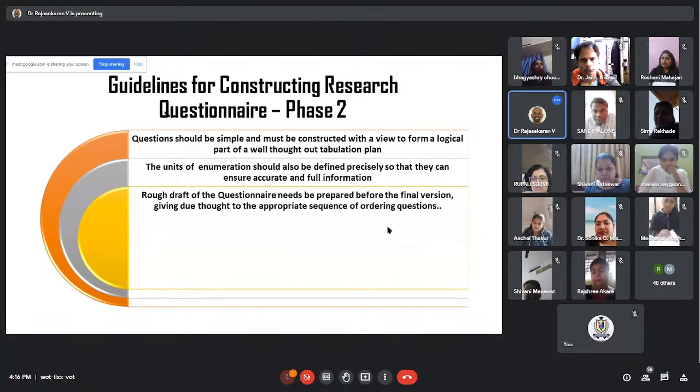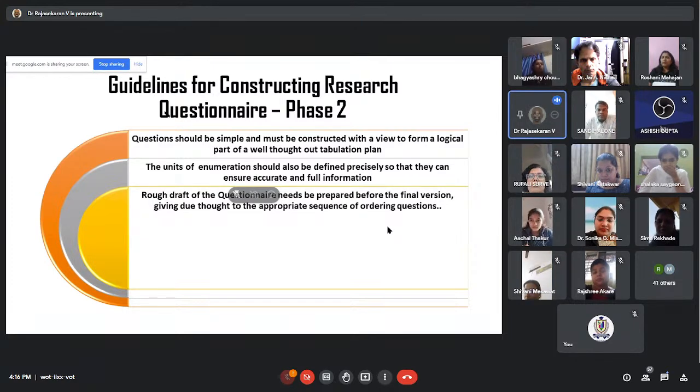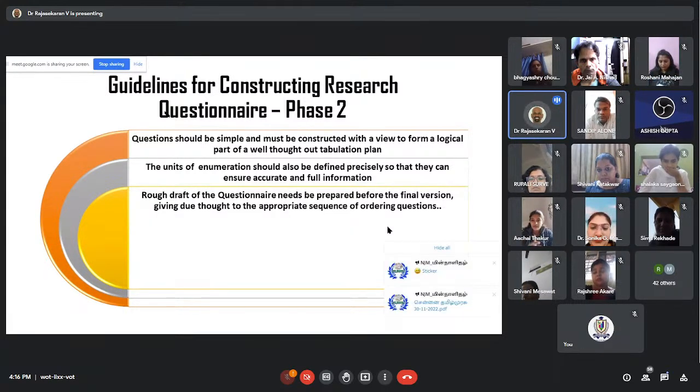Third thing, before you circulate the questionnaire, you will obviously prepare a rough draft. That rough draft will go through many fair drafts, and finally you will come to a conclusion. What you can do is, the rough draft questionnaire can be taken and given to somebody for a pilot testing.